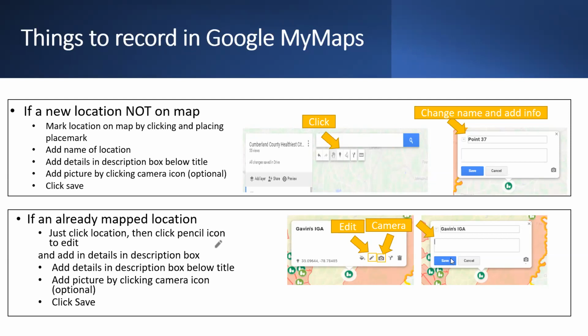If it's an already mapped location, then we just want you to click on that location, then click that pencil icon to edit it, to add information into the description box. And if you want to add a picture or anything like that, you can do that as well. Then you click save, and that information will be saved into the map.